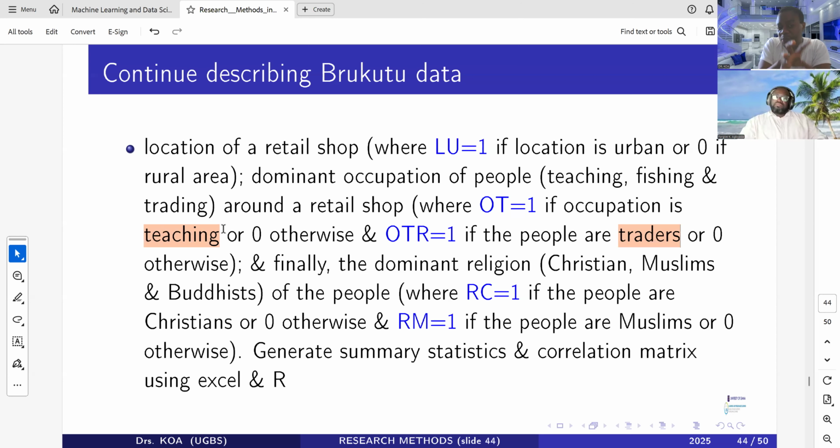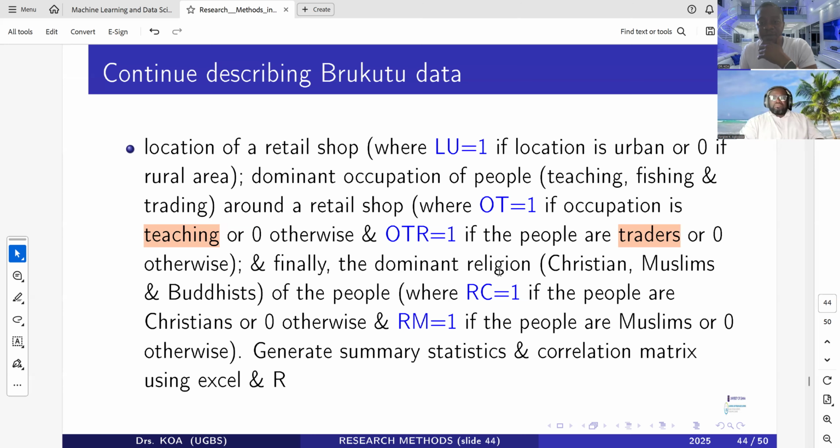If I say these particular people are teachers, I mean they are not what? Come on. Fishermen. Yeah, they are not fishers. And each time I say that the people are traders, the same way I'm saying that they are not fishers. So fishing becomes the reference category.